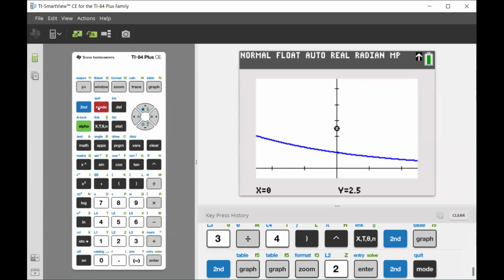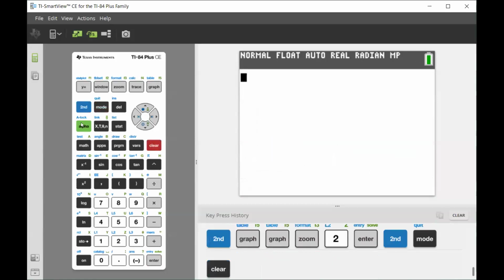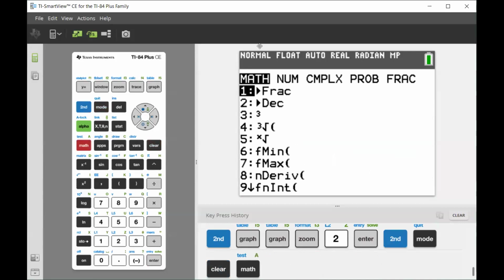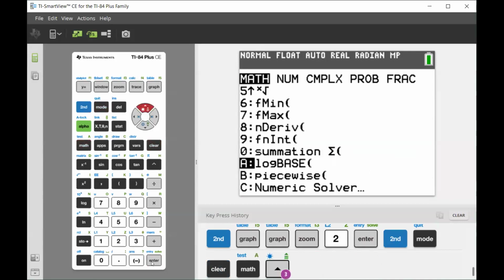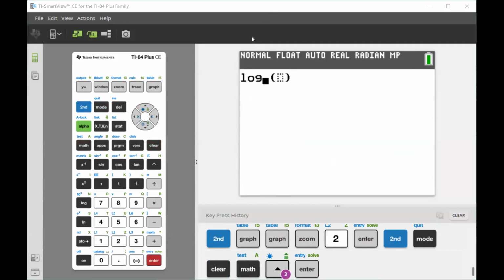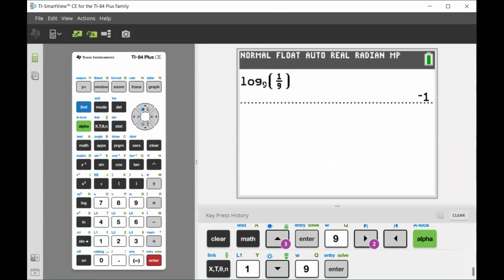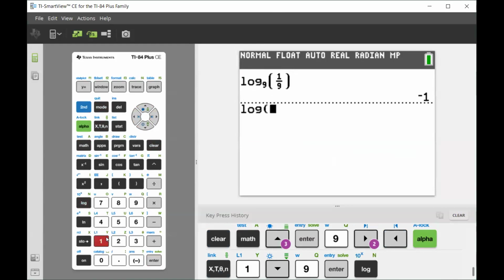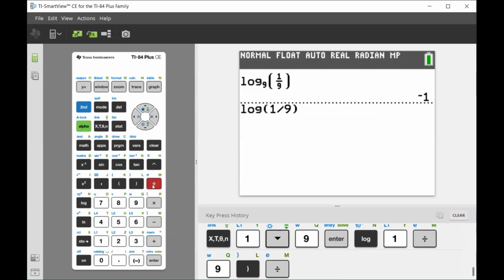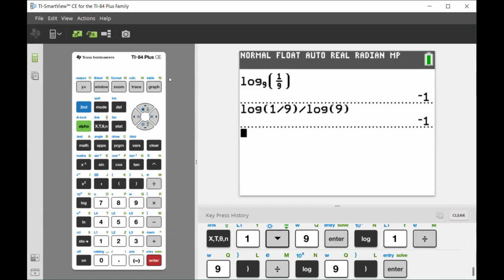Okay, so get out of this and clear all this out. If you go to math and then log base, you could type in 9 and then 1 over 9. You get negative 1. If you're using a TI-83 and you don't have that log base button, you can use the change of base property and do log of 1/9 divided by log of 9. And that'll also give you negative 1.